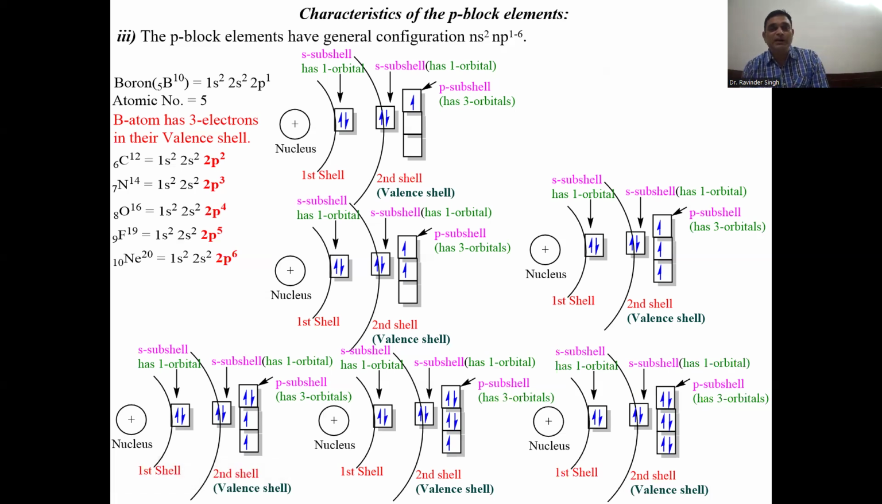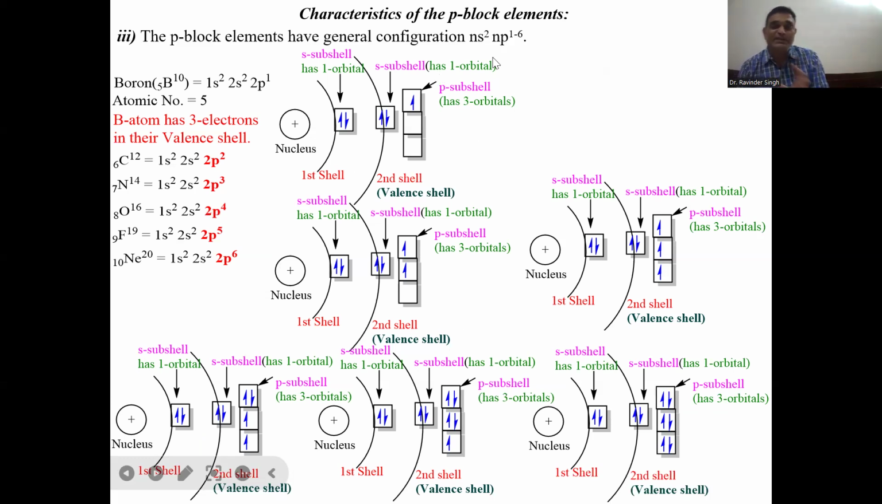So that is the next point, about the general electron configuration. Now you can easily observe that in the case of boron there is one unpaired electron in p. Next, carbon has two electrons in p, nitrogen has 3, oxygen has 4, fluorine has 5, and neon has 6. So the configuration is ns2. In all these elements there are 2 electrons in s.